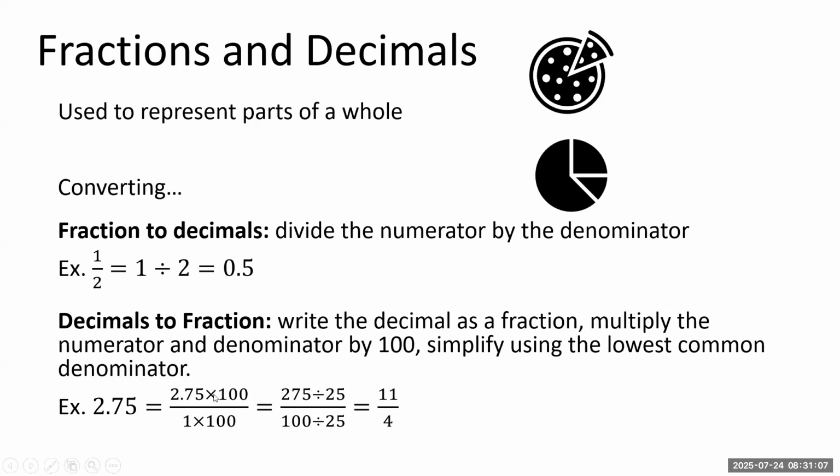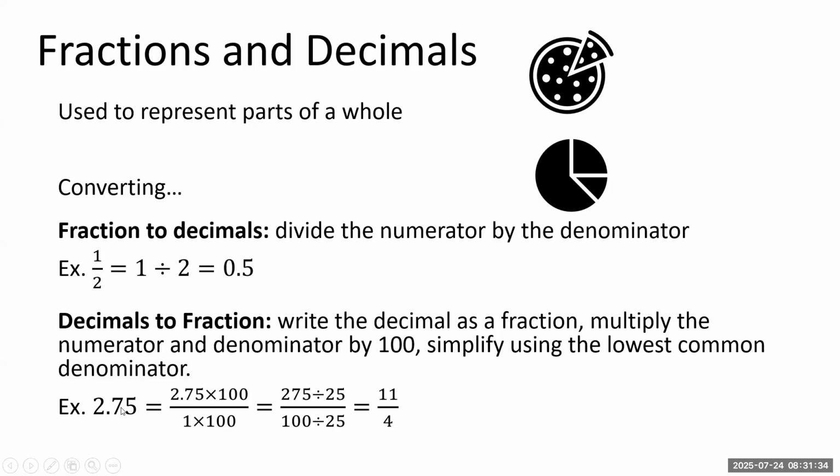So in this case, we have 2.75. You can show any number as a fraction by just putting it over 1 to begin with, because anything divided by 1 is itself. So we can go 2.75 divided by 1, and then we can multiply both the top and the bottom by 100, which gives us 275 divided by 100.